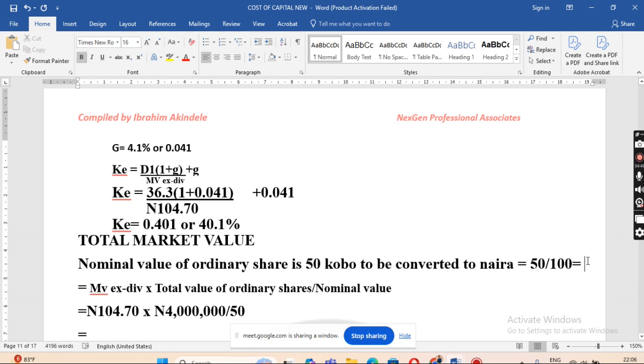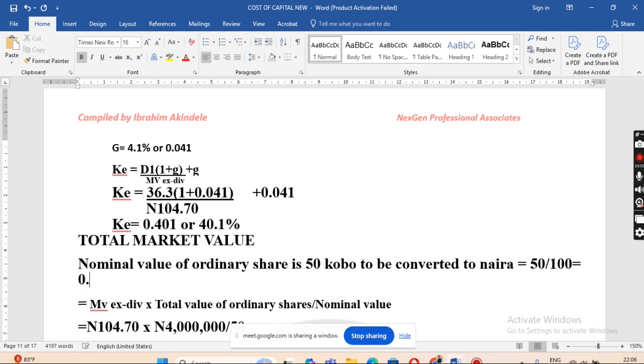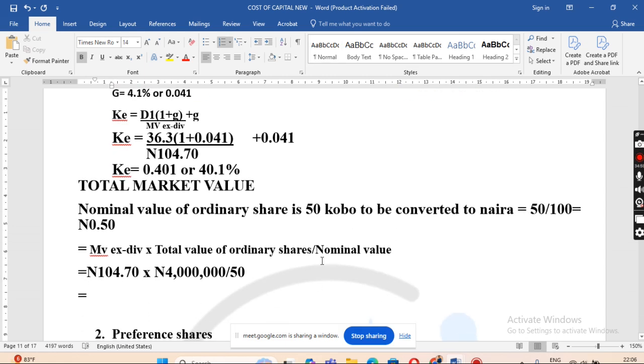That 0.5 means 0 naira 50 kobo. That is what it means. Now you can use it directly. You're supposed to convert it. I'll still go back to the preference shares. You see the reason why we leave the other one like that. So this is 0.50. If you are using naira, use naira all through. If you are using kobo, use kobo all through, right? So what do you have now? What's the figure?